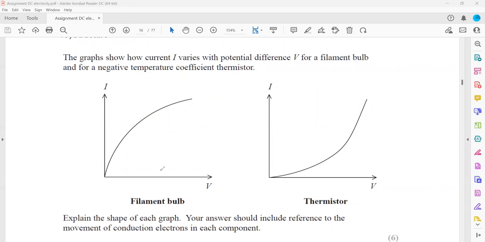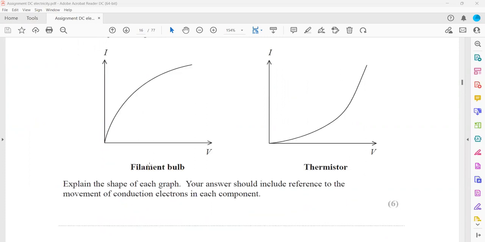So with current on the y-axis and voltage on the x-axis, what does the slope represent? The slope represents the reciprocal of the resistance, because resistance is voltage divided by current, but here it's current divided by voltage. For one graph the slope is decreasing, so resistance will increase. For the other, the slope is increasing, so the resistance will decrease. So for the thermistor, the resistance is decreasing, but for the filament bulb, the resistance is increasing.